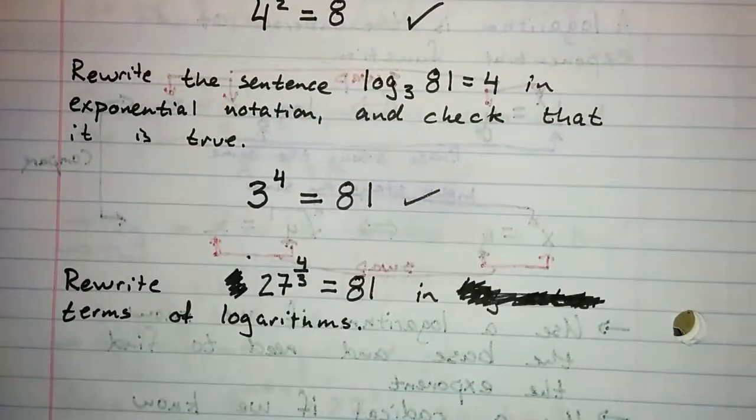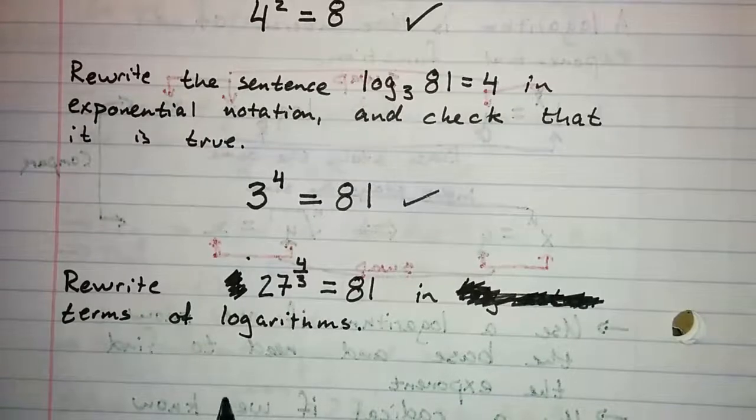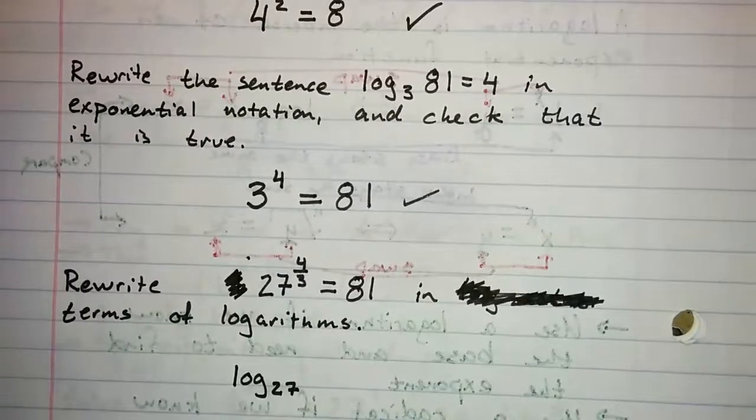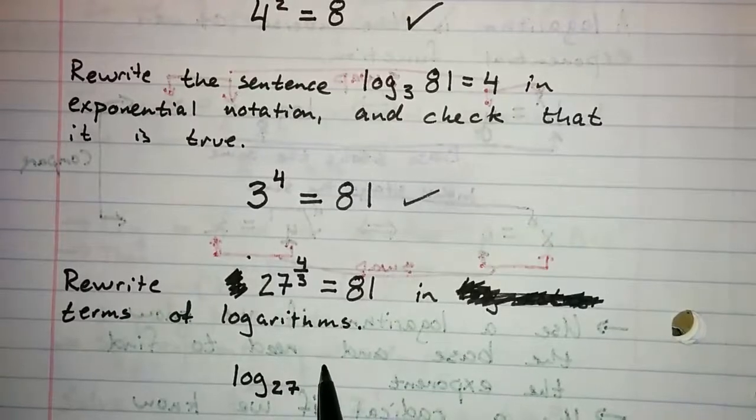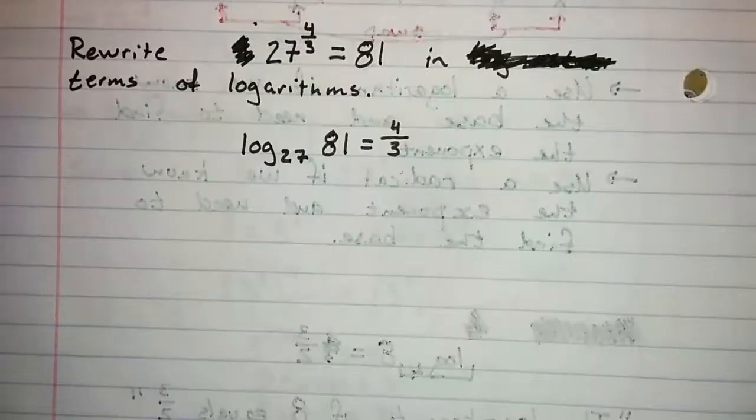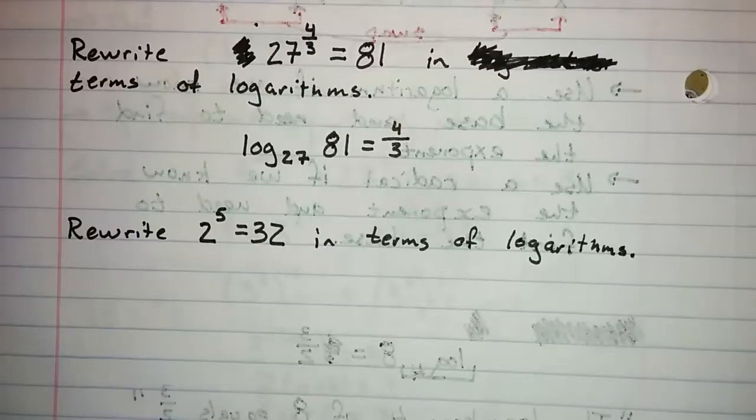Rewrite 27 to the 4/3 equals 81 in terms of logarithms. So the base stays the same. It stays 27. 81 and 4/3 switch places. I'm going to have you try one of these as well. Rewrite 2 to the 5th equals 32 in terms of logarithms. Pause the video and try this now.